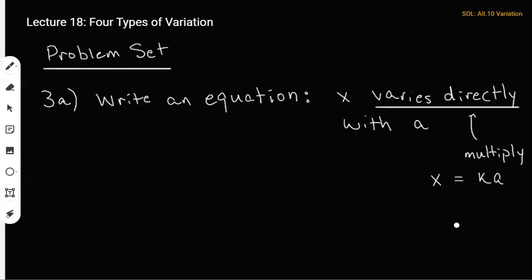So looking at this equation right here, we have x equals k times a. That means that x is varying directly with a. So k is always going to be a part of every single equation that we write.